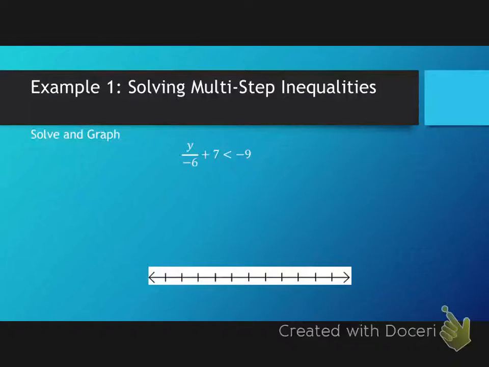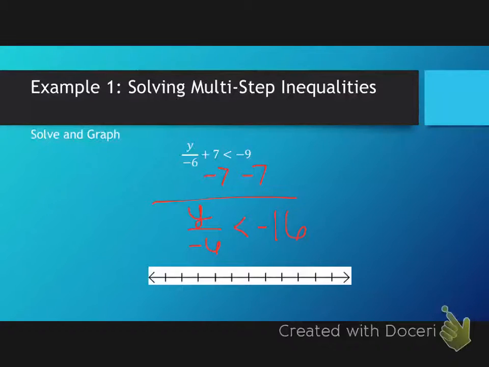So right now, I need to get rid of what's added or subtracted to the side with the variable. Right now there's a 7 added on. So we're going to subtract 7 from both sides. So that's going to give me y over -6 and -16. Now, I subtracted 7. It was not a multiply or divide, so right now the sign stays the same.